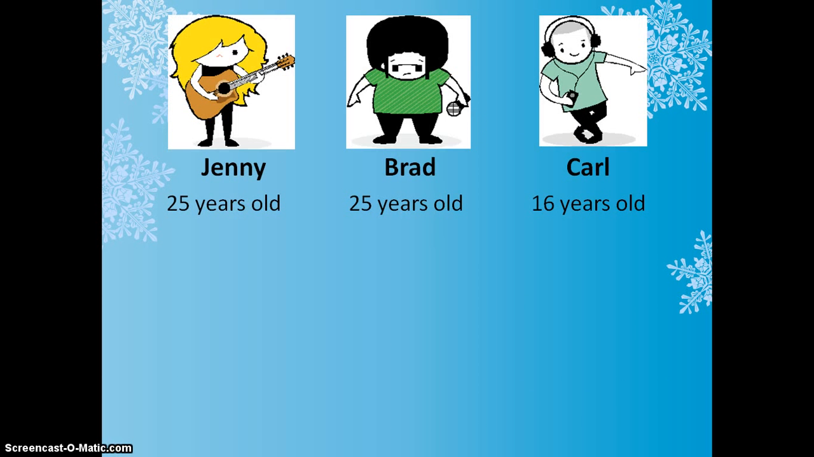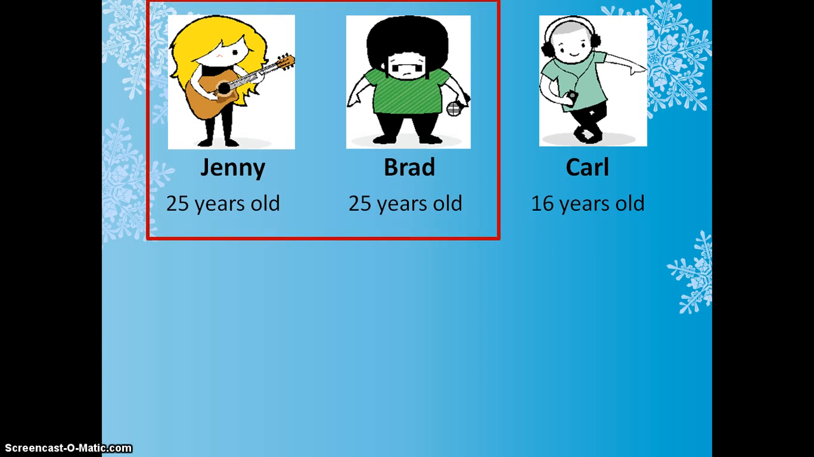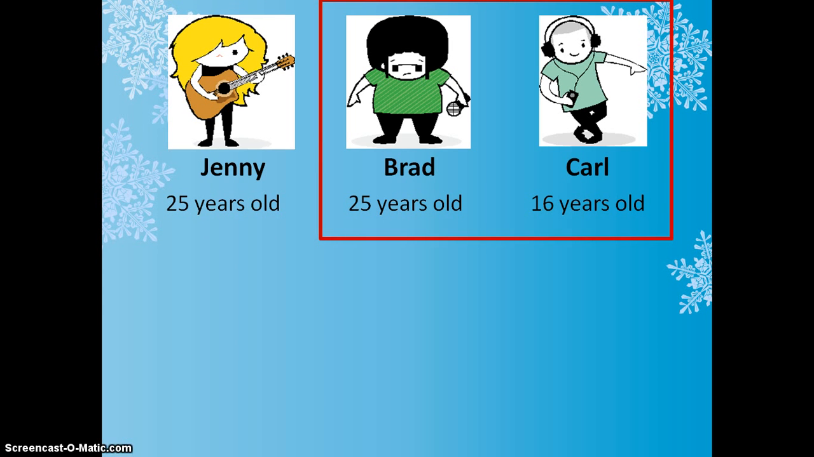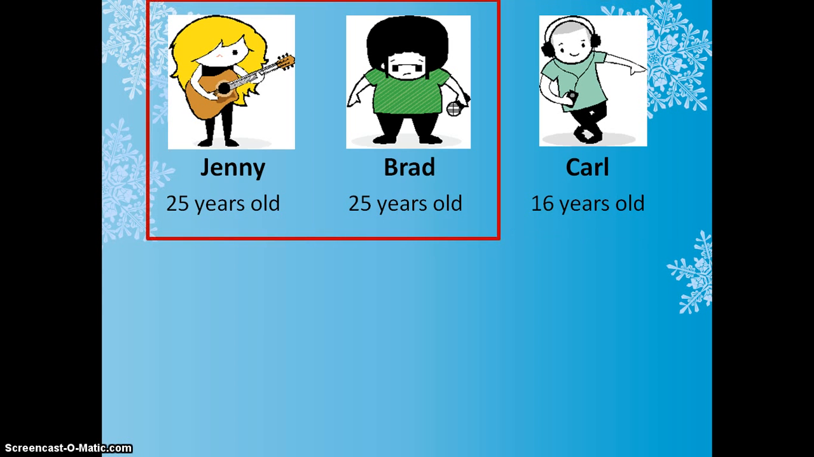Let's look at these 3 people here. We have Jenny, who is 25 years old, Brad, who is also 25 years old, and Carl, who is 16 years old. We're going to compare Jenny with Brad, and then we are going to compare Brad with Carl. Let's look at Jenny and Brad first. Jenny is as old as Brad. This is true because 25 equals 25 years old.